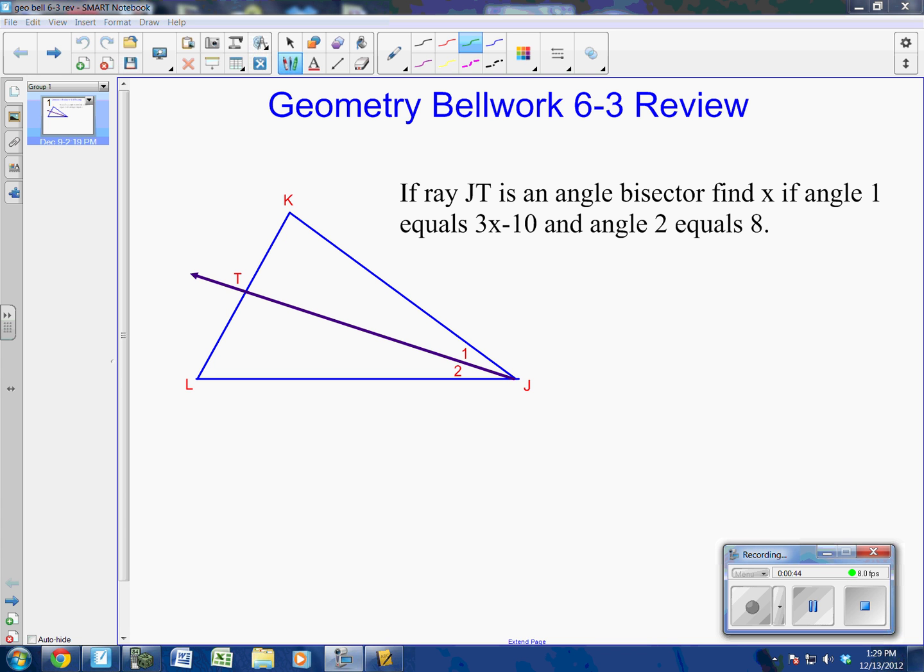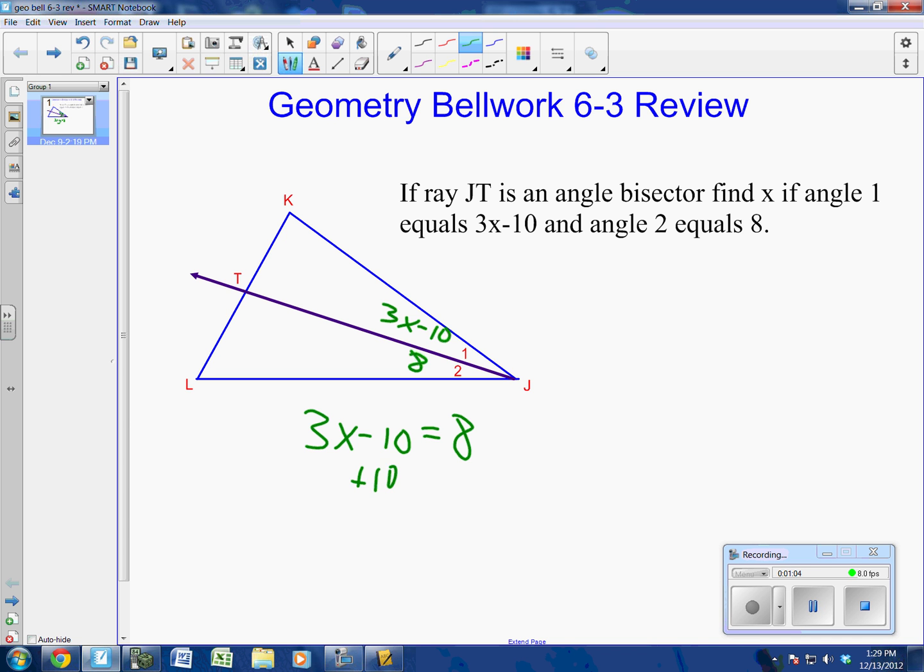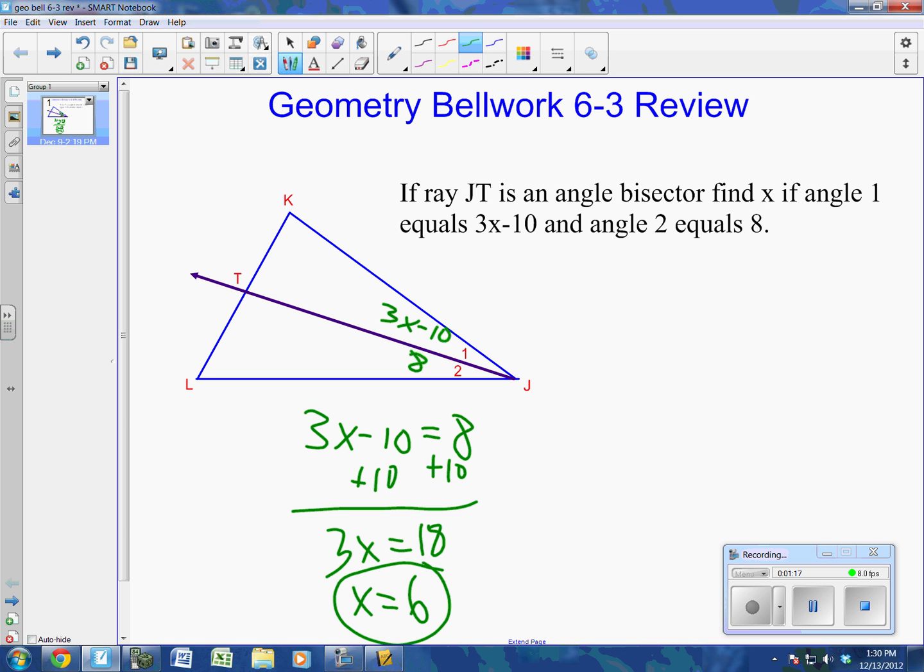Okay. If angle 1 equals 3x minus 10, so if this is 3x minus 10 and angle 2 equals 8, we know that we can write an equation that shows that these two are equal. And if these two are equal, then we can solve this equation, add 10 to both sides. What? 6. So x is equal to 6.